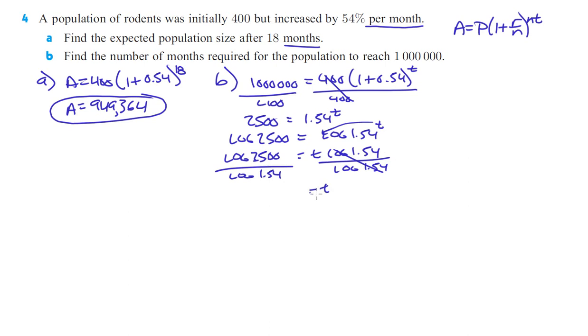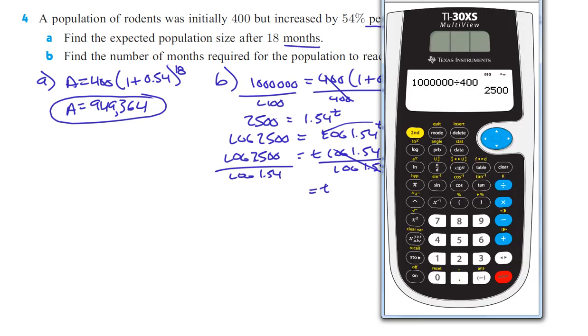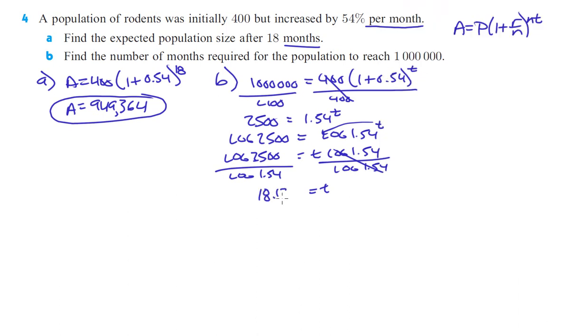Right, and we get t equals, let's see what we get. So we're going to do the log of our answer, divide by log of 1.54, and look, there we are, 18.12. And that's going to be months, right? So that sounds pretty good because it took 18 months to get to almost 950,000. So it should take just a little bit longer than that to get up to the million. Okay?